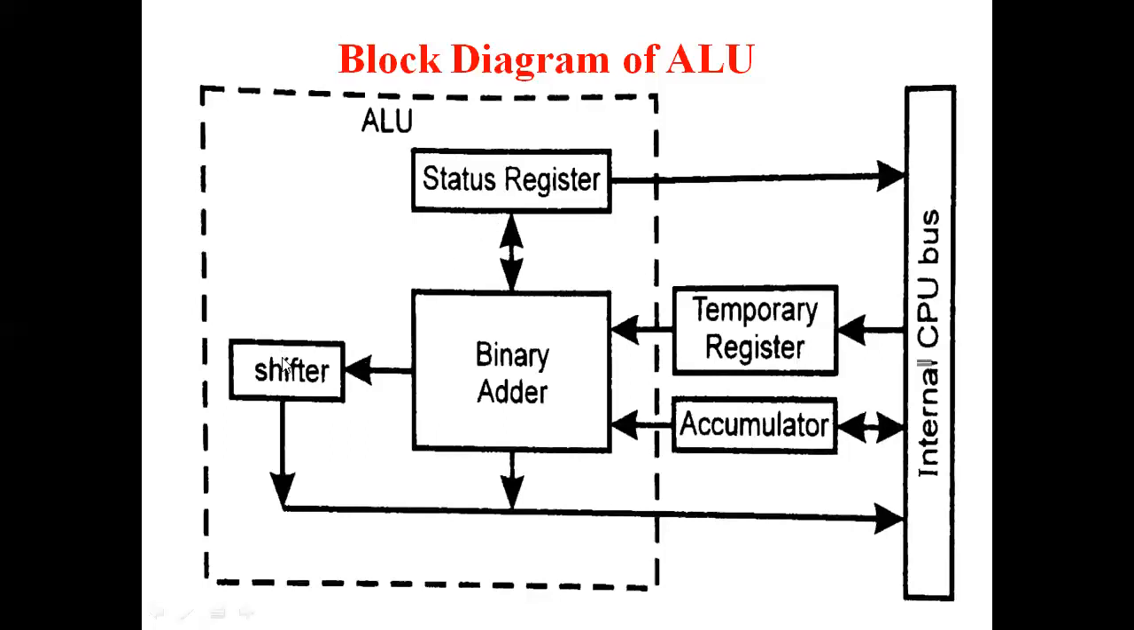Next one is the shifter. Shifter means it performs logical operations like rotate left, rotate right, etc. The result is finally placed in the accumulator. The shifter is also called a shift register. It means the binary information is shifted from each flip-flop to its next flip-flop in a selected direction. Selected direction means left or right. So it is called a shift register.